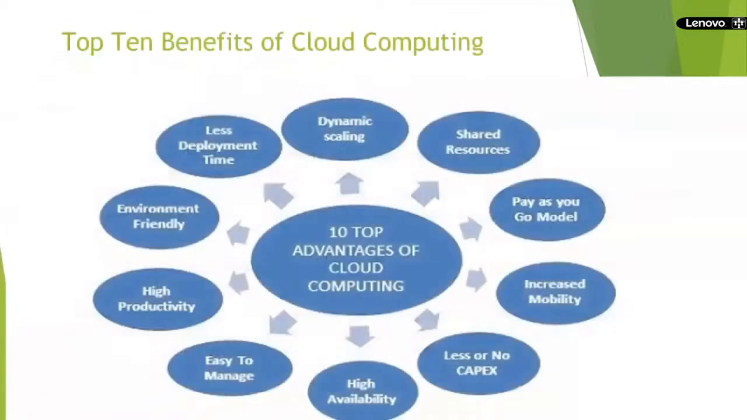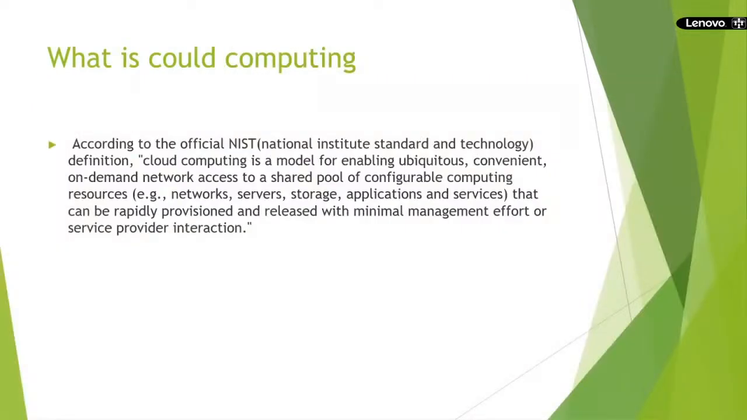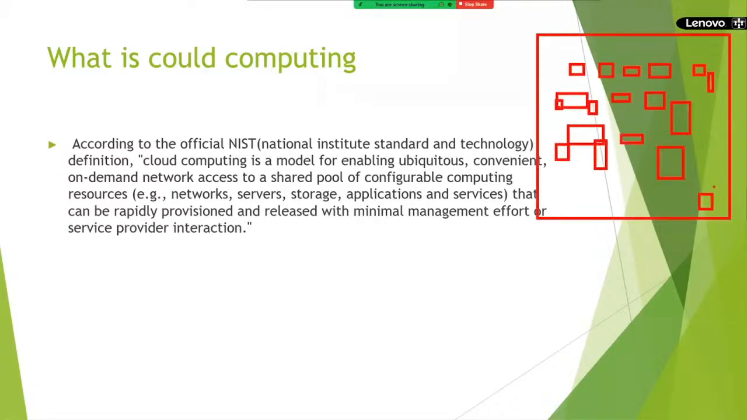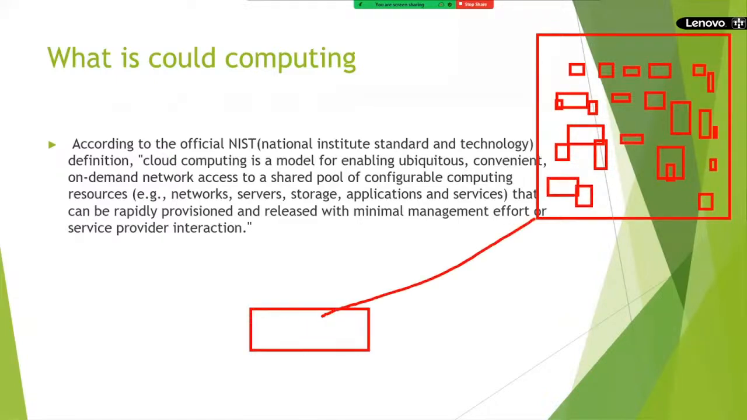Next, what is cloud computing? Very simple. Cloud computing is nothing but a collection of remote services, accessed over the internet. Best example: this is the cloud. In the cloud, all the features have been deployed, so to access them, we need the internet. That's why I mentioned the definition: cloud is a collection of remote services accessed over the internet.